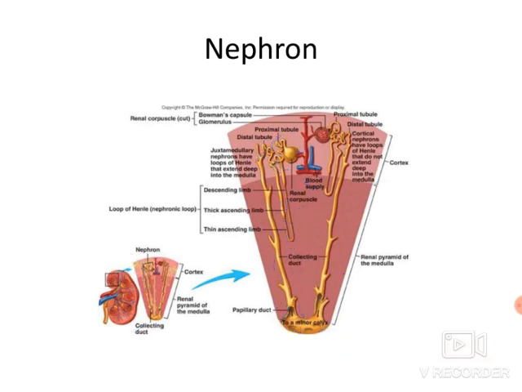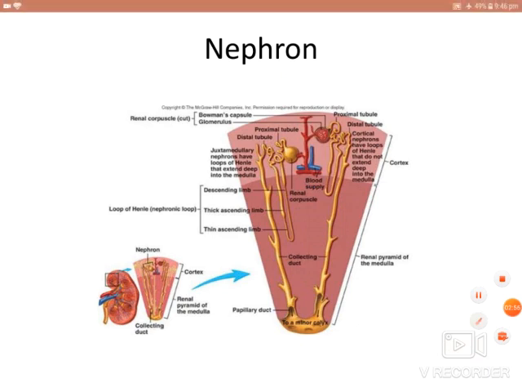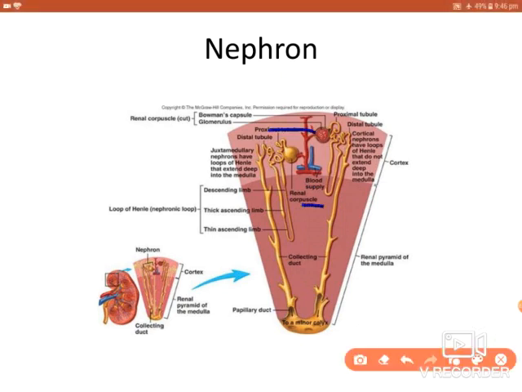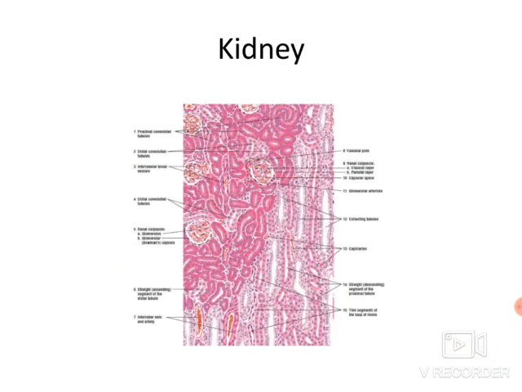Okay. So the cortex consists of the renal corpuscle, proximal convoluted tubule, distal convoluted tubule, and the collecting tubules. The medulla consists of the loop with the thin segments, thick segments, and collecting ducts. Then back to the structure.